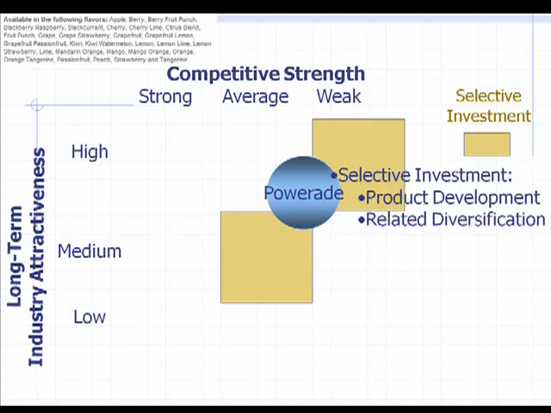And for products like this, we only offer two types of strategies as recommendations, and that's product development, further product development to move it into a better competitive positioning because the industry certainly is attractive, or perhaps pursue related diversification, which is in essence very similar to that of product development. They're similar types of activities. Where's Powerade going? Again, I'm not sure. I know where they've been.